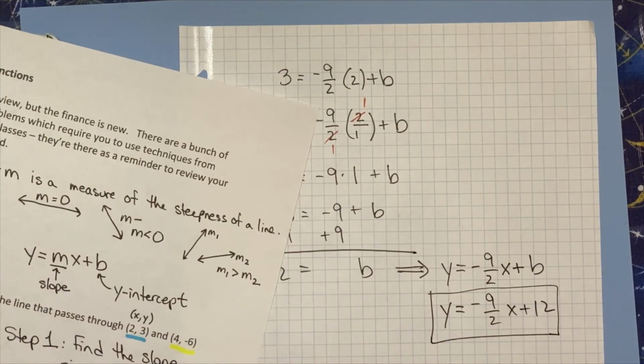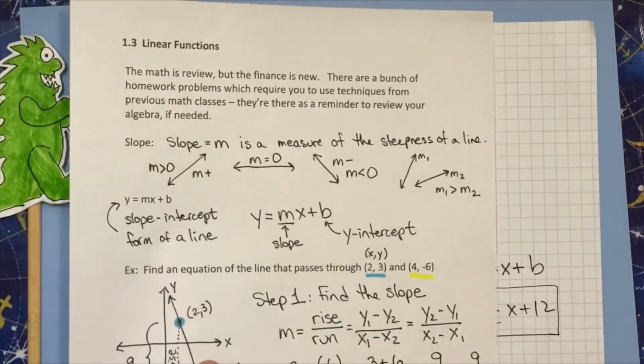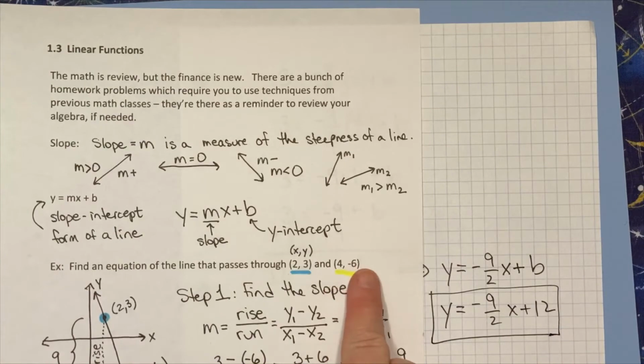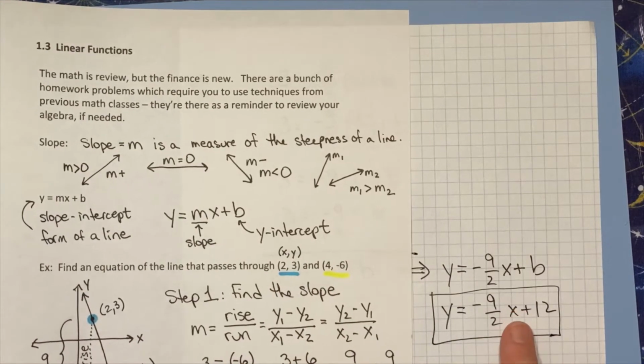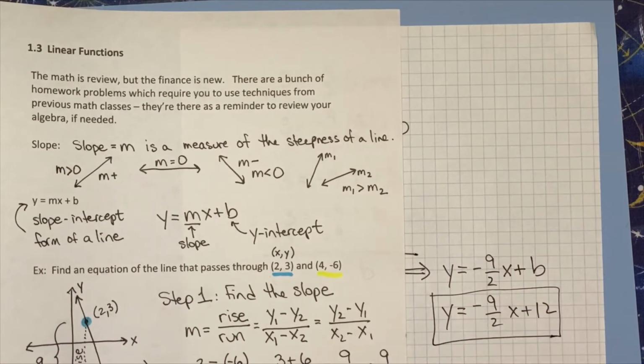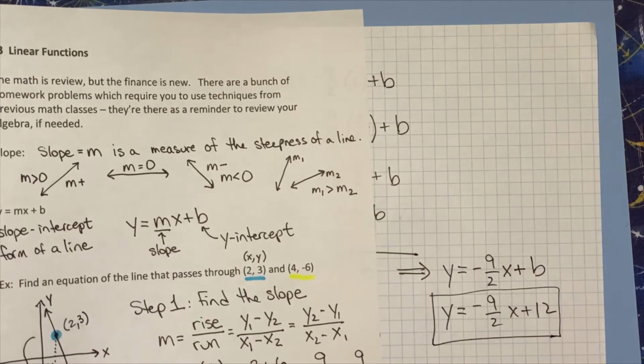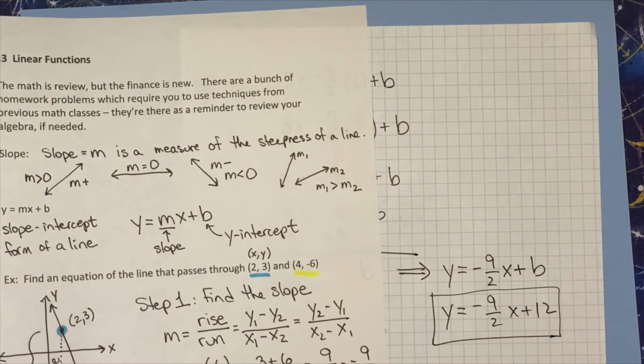Now, how could you check this? Well, you could graph it, double check that it matches this graph, or you could plug in this value. Do you get 4, -6? If you plug in 4 here, do you get -6? I don't know. You should check that. I'm leaving it as an example for the student.